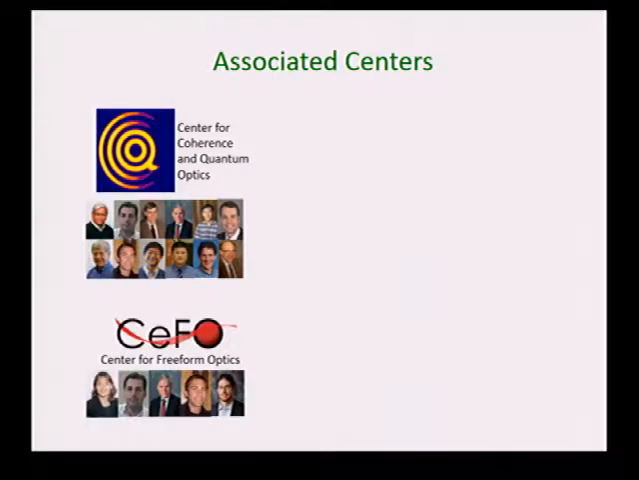Freeform optics, we have an NSF-funded center that Jannick Rolland, who spent time here, and also Creol, she's done all three. She's on our faculty, and she got this Center for Freeform Optics rolling.